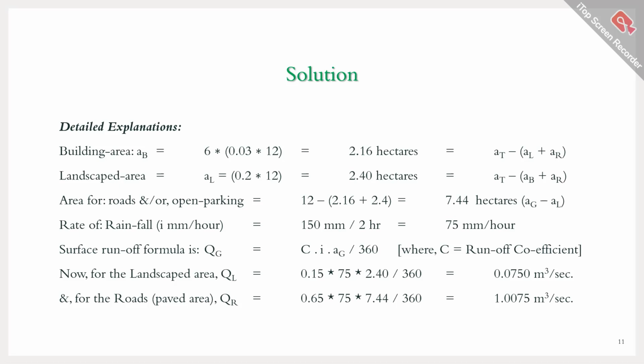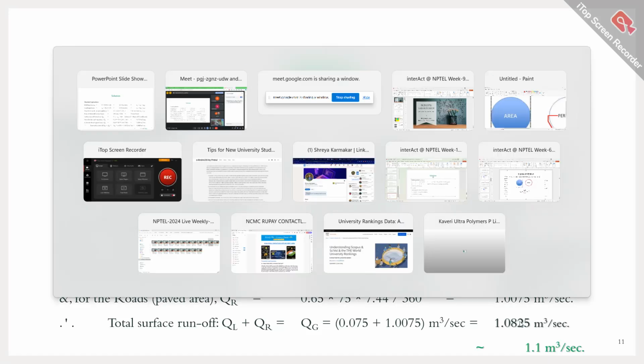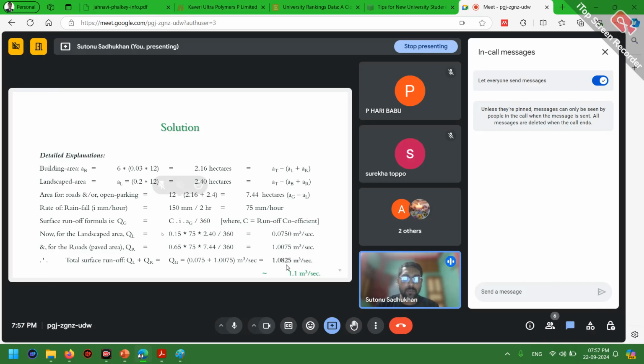Now building will not contribute to the runoff. That's why total runoff QG will be equal to QL plus QR, which is nothing but 0.075 plus 1.075 meter cube per second, which is equal to 1.0825 meter cube per second, approximately 1.1 meter cube per second. Hopefully you are able to understand.